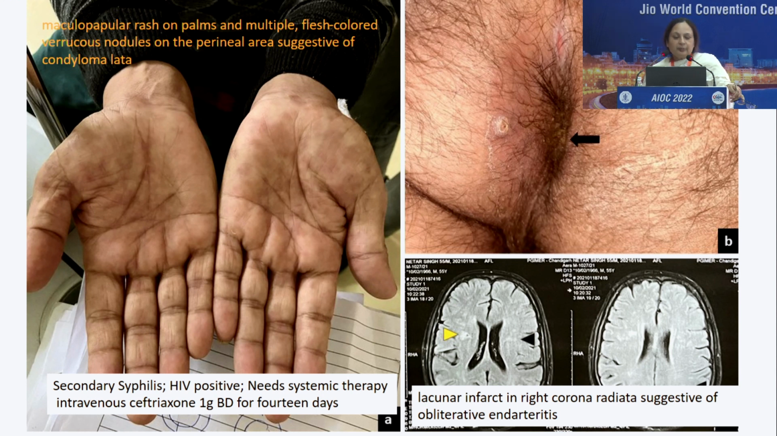So of course you do the general physical examination. He does have a maculopapular rash on the palms and multiple flesh-colored verrucous nodules on the perineal area, which is suggestive of condylomata lata, seen in syphilis. MRI too shows a lacunar infarct in the right corona radiata, suggestive of obliterative endarteritis. So the diagnosis is syphilis. He is also HIV positive, so he needs systemic therapy. So there is no point even thinking about local therapy in such a scenario, because here the ocular inflammation is a part of the general systemic infection.